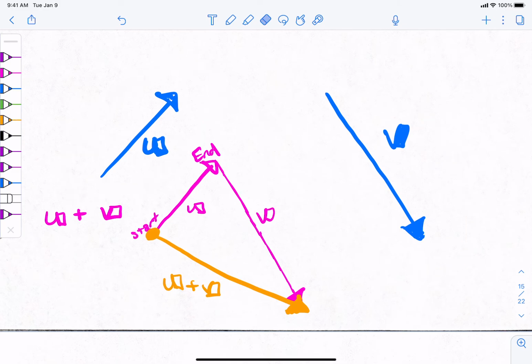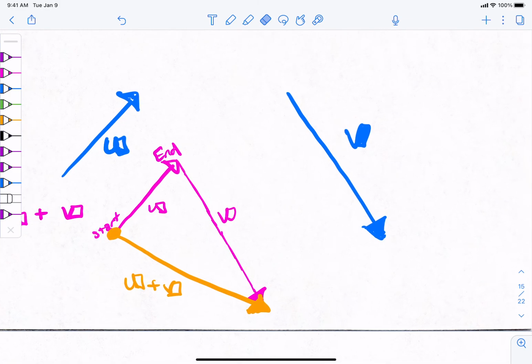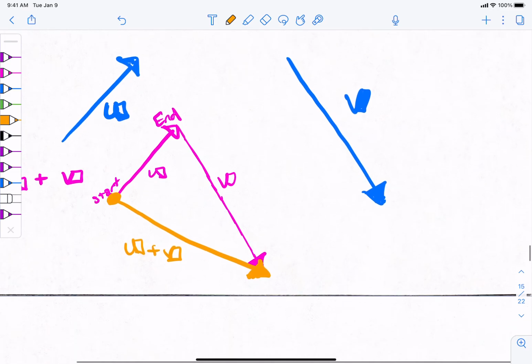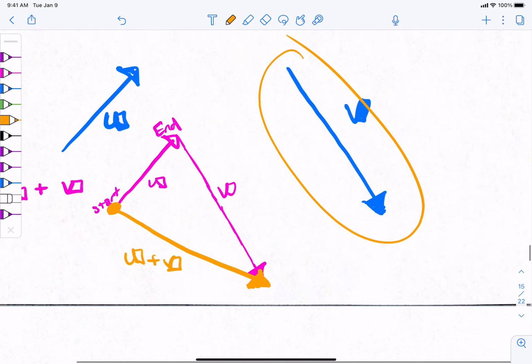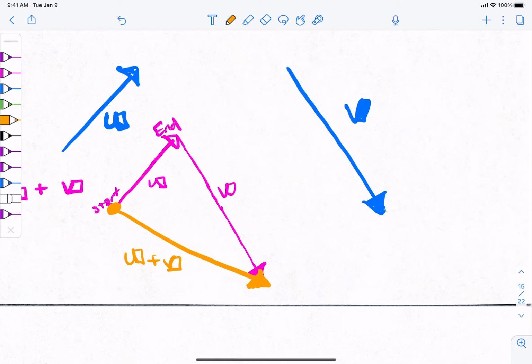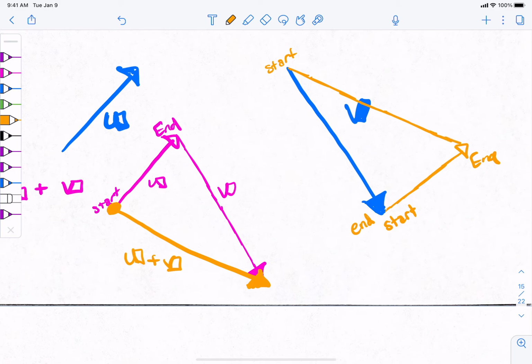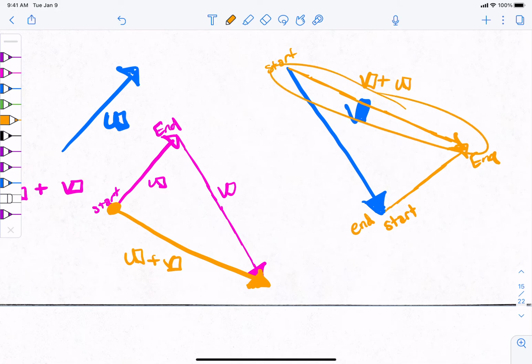Now, what would it look like if I did v plus u instead of u plus v? I would start with v here, and then I'm going to add u onto v. So I'm going to start, end, start, end, right? And this is going to be right here what v plus u is. This is v plus u, because I sketched it. This guy right here is v plus u. So I put the u on the end of v, right? Now, compare.